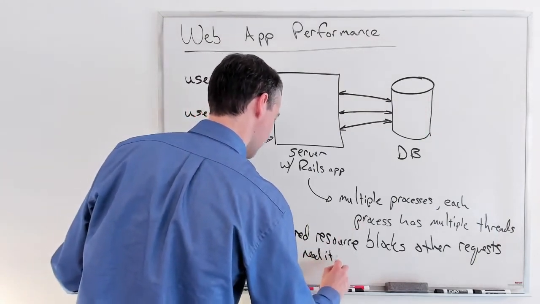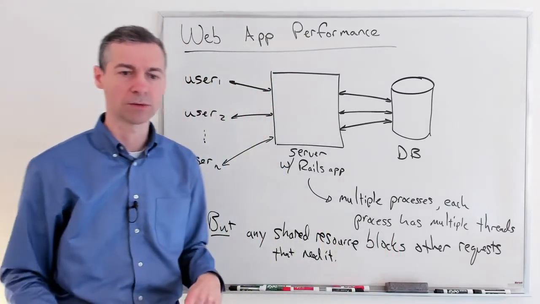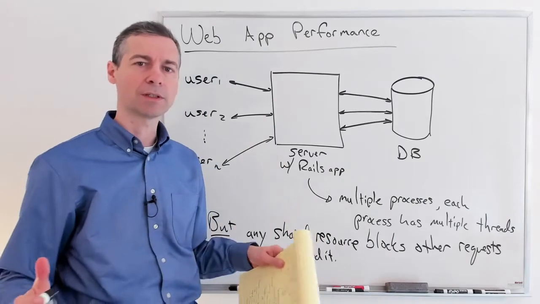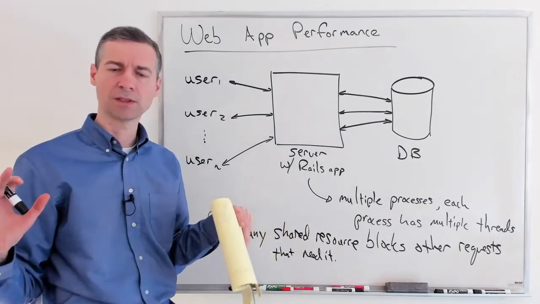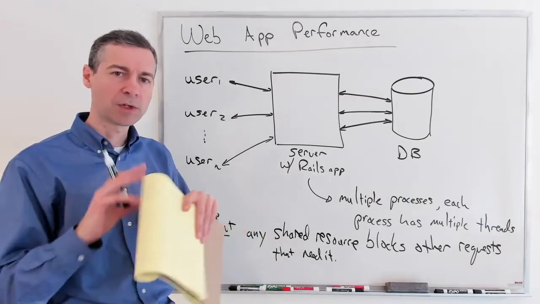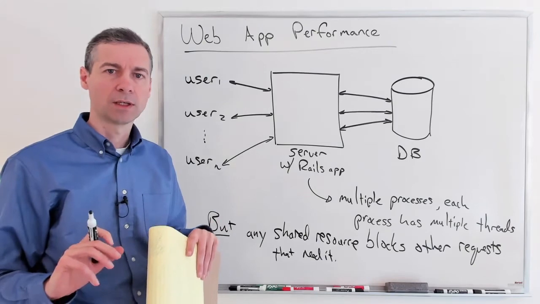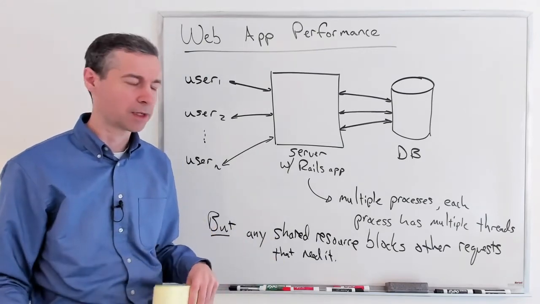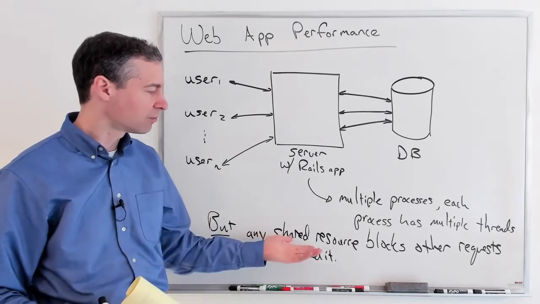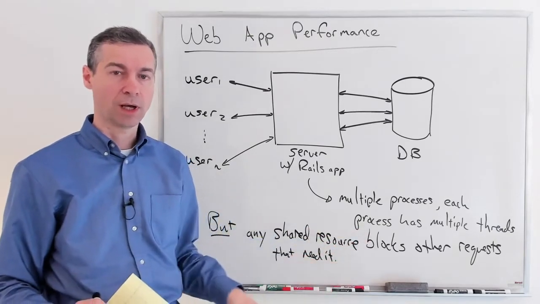Now that's in a simple sense. It's not always the case. If we can read data, often multiple requests can read the same set of data and they won't block. But if anyone is changing and modifying some data, we need to put a lock on it so that only one person can modify it at a time. In general, anything that's shared is a source of contention.